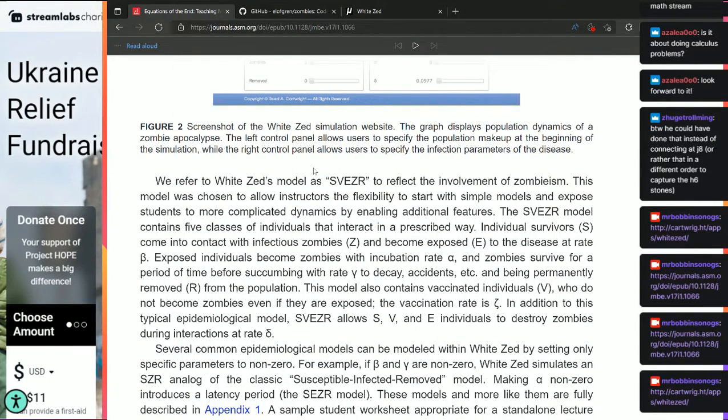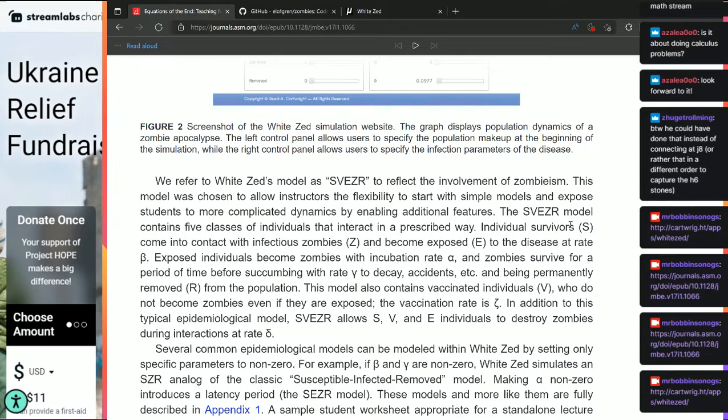We refer to White Z's model as SVEZR. I'm going to just say Svezr, because that sounds fun, to reflect the involvement of zombieism. This model was chosen to allow instructors the flexibility to start with simpler models and expose students to more complicated dynamics by enabling additional features. The Svezr model contains 5 classes of individuals that interact in a pre-described way.